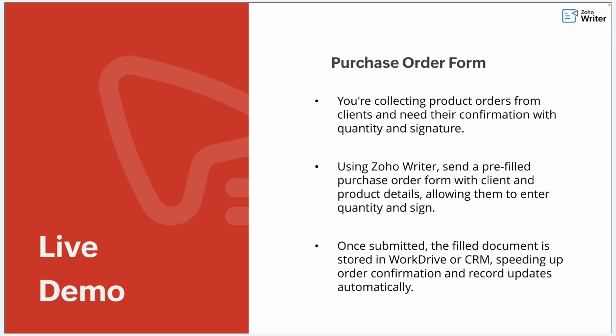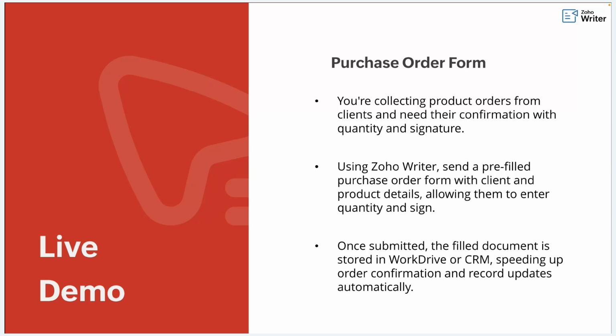With Zoho Writer, you can create a purchase order that's dynamically filled with client and product information. The client just has to enter the quantity and sign. So simple for the client. And once they submit it, the document is automatically stored in OneDrive or CRM. And your backend system gets updated. So no more manual follow-ups, no data re-entry.